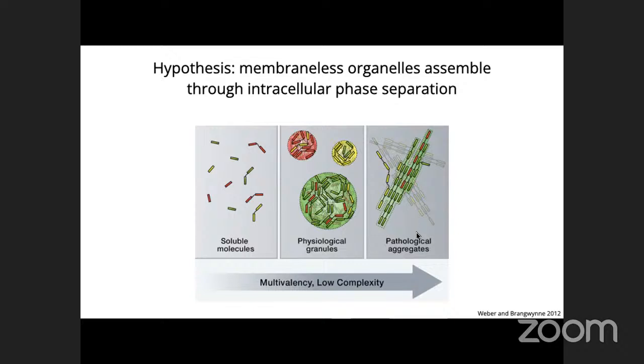And then if we continue increasing these interactions, suddenly they become too strong and they can't let go and they can't rearrange. And so they form these solid, in this case, fibers. We hypothesize that this might be involved in aggregation, which we'll get to in a second. There are a lot of neurodegenerative diseases where proteins aggregate.